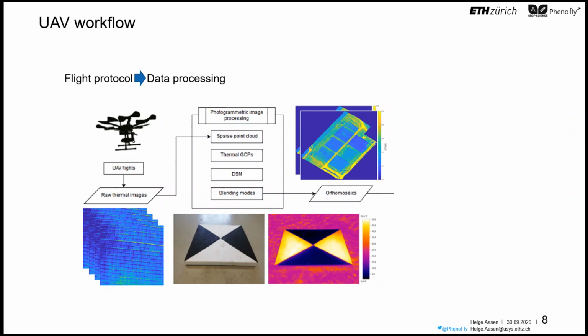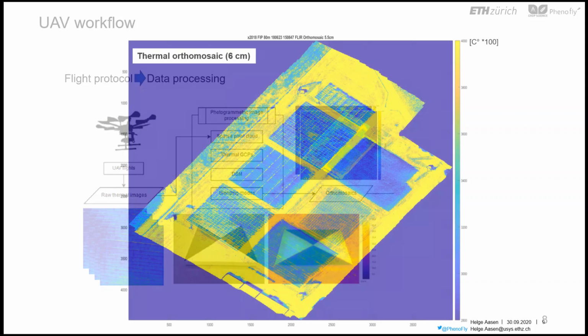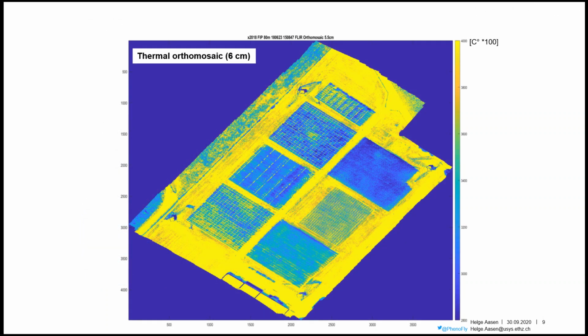With this average blending mode, we then generated georeferenced automosaics. Here you can see one example of this automosaic. The color scheme shows the temperatures between 28 and 40 degrees. And as I said before, we were flying at 80 meters, and this gave us a ground sampling distance of about 6 centimeters.